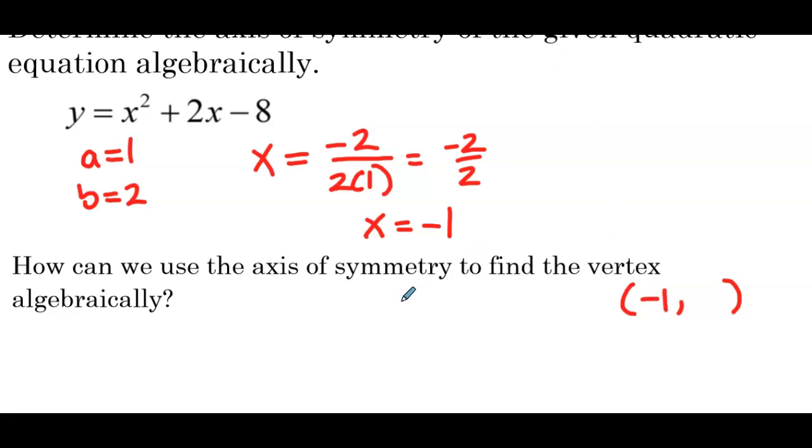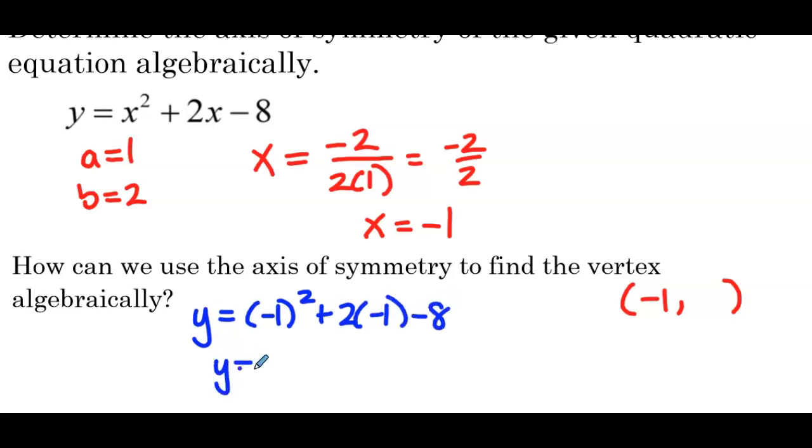Well, if I gave you an x value and told you to find a y value, you would input that x value into your function and simplify. So y equals positive 1 minus 2 minus 8, which is negative 9. So the vertex is negative 1, negative 9. We can again confirm this. Go look at that first graph we created. The vertex, the turning point, was exactly negative 1, negative 9.